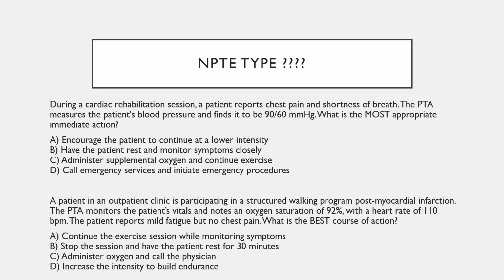The second question is, a patient in an outpatient clinic is participating in a structured walking program post myocardial infarction. The PTA monitors the patient's vitals and notes an oxygen saturation of 92% with a heart rate of 110 beats per minute. The patient reports mild fatigue, but no chest pain. What is the best course of action? A, continue the exercise session while monitoring symptoms. B, stop the session and have the patient rest for 30 minutes. C, administer oxygen and call the physician. Or D, increase the intensity to build endurance.